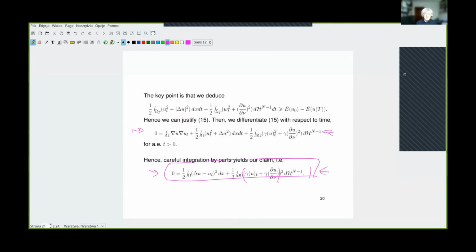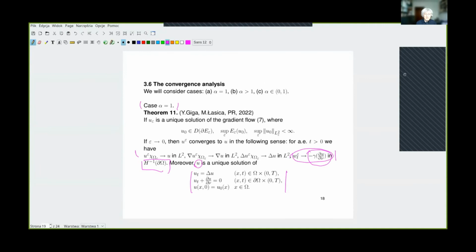Okay, sorry, let me come back to the theorem. So this is the theorem. So we start, let me write the equation. So the equation is B epsilon u_t epsilon. Yes, the initial condition is in which space? It's a strong, we have a strong solution, is that right? Yes, that's right.